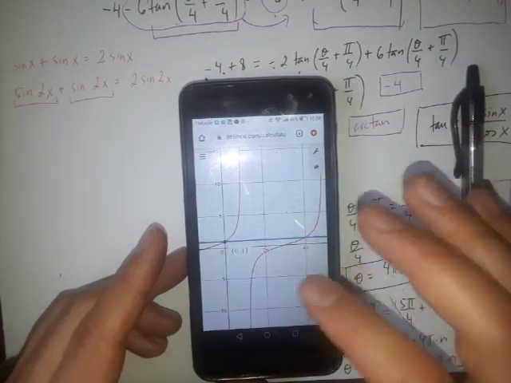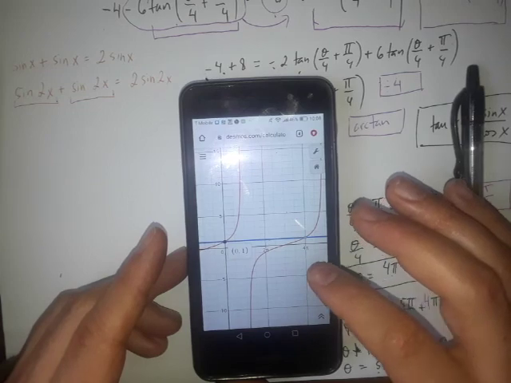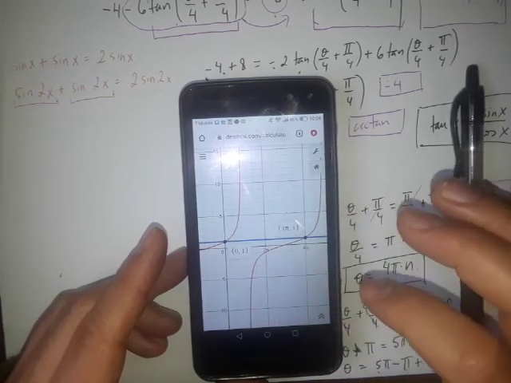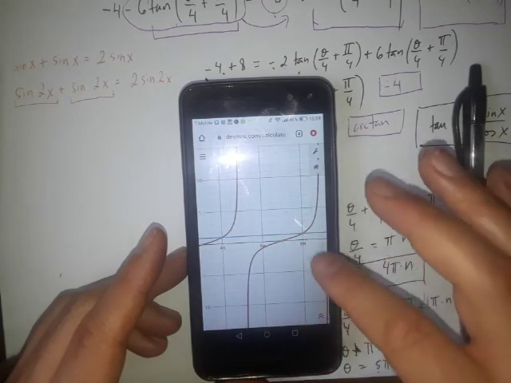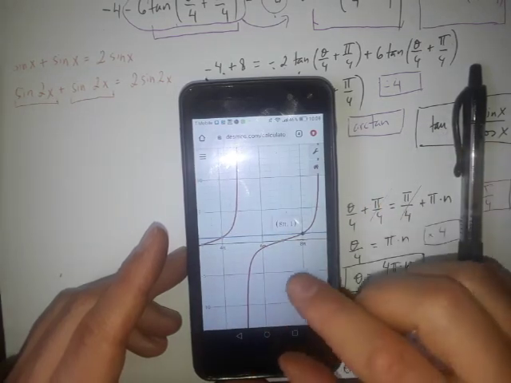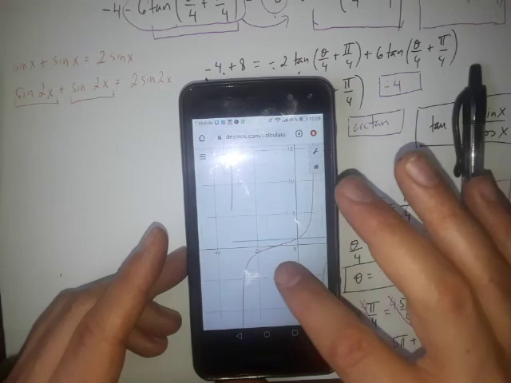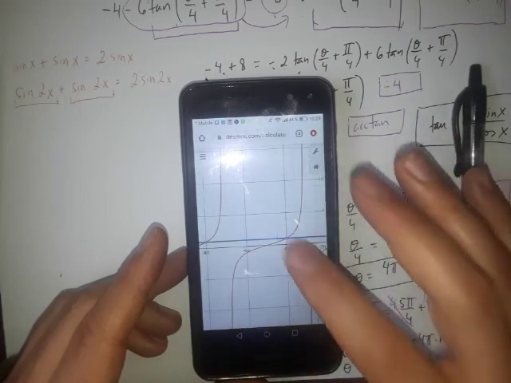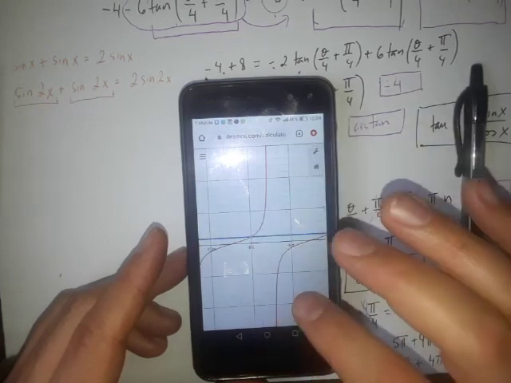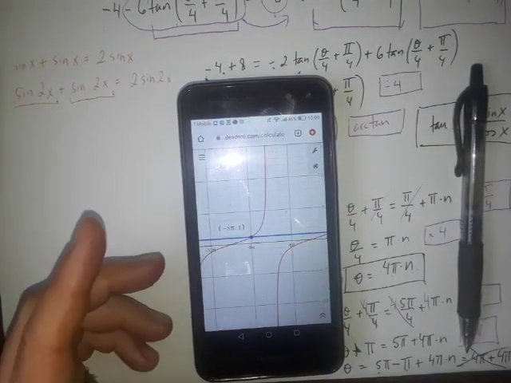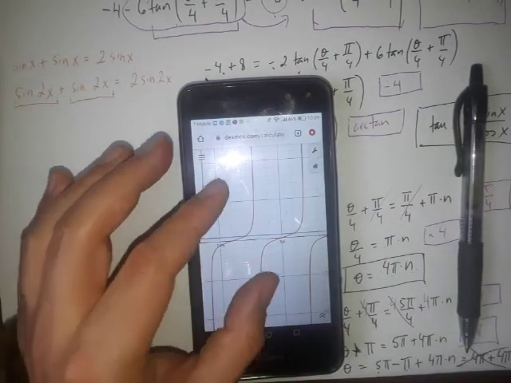We have one answer at 0, right? Which is where the tangent is 1. And then at 4 pi, the tangent is still 1. And at 8 pi, the tangent is still 1. And if we go to the other side, negative 4 pi, negative 8 pi, right? So it is working, okay?